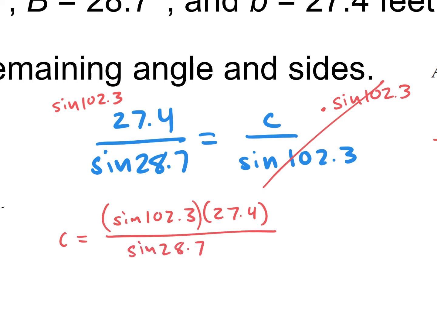Be careful in putting this into your calculator. If you do it all at once, make sure you put parentheses. You have a lot of things going on here. I would probably do one step at a time, like sine of 102.3, press enter, then multiply it, enter, then divide.